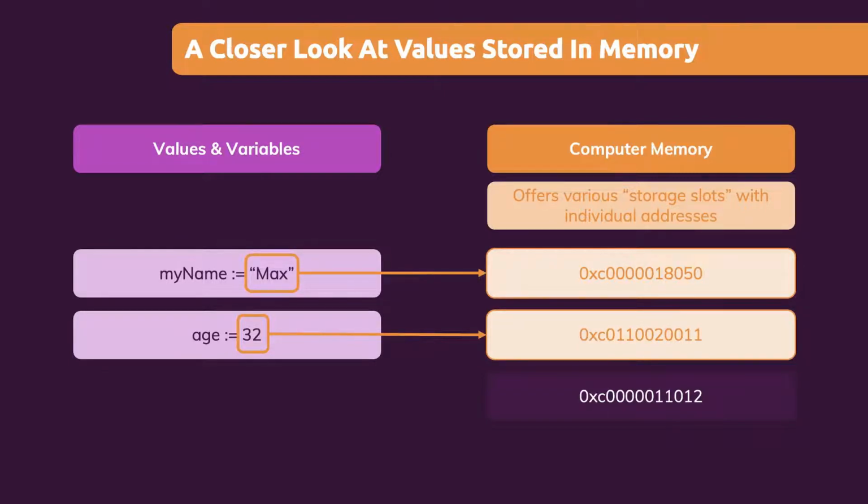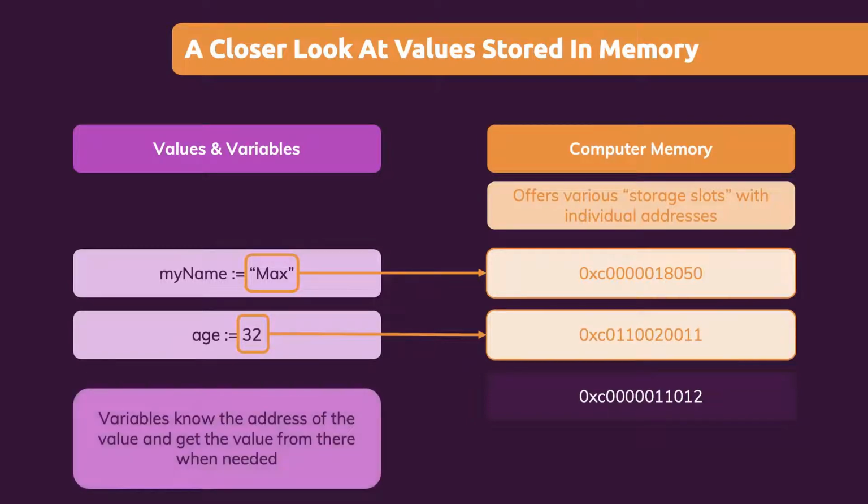Now, in your code, if you store values in variables, the variables know about these addresses. And whenever you then work with a variable somewhere in your code, for example, in a calculation, Go will automatically take that address information and get that value for you. So it's fair to say that we store values in variables because whenever you work with those variables, you will get the values automatically. That's how that works behind the scenes.